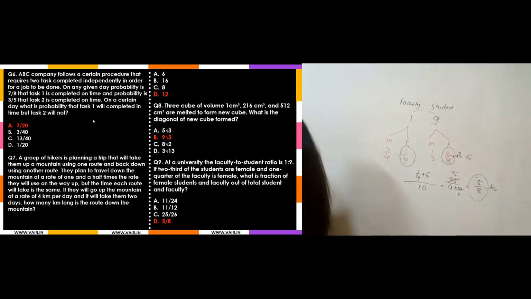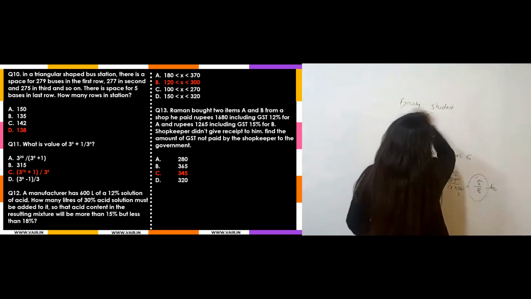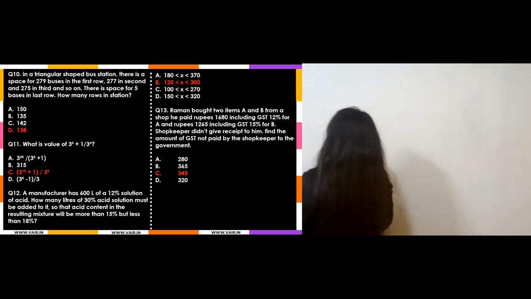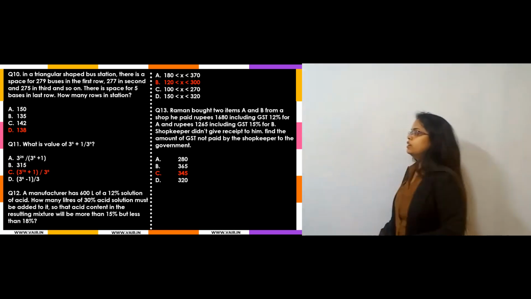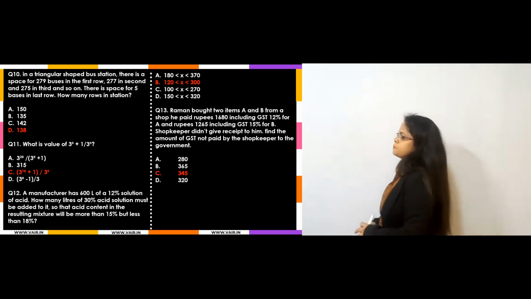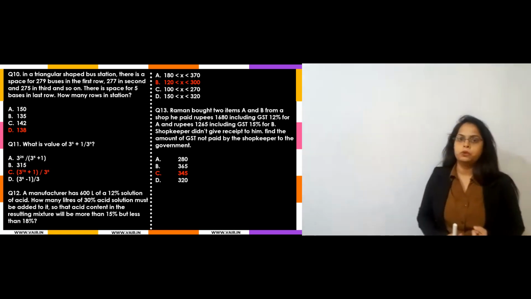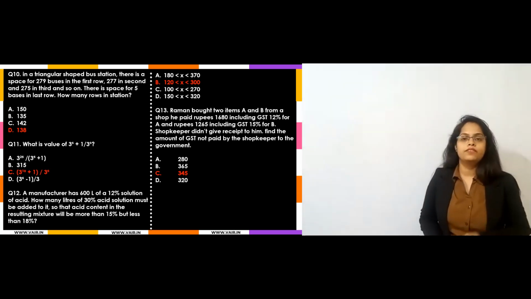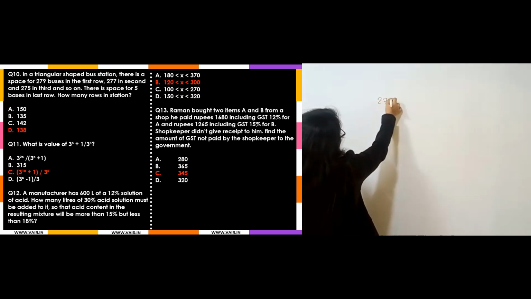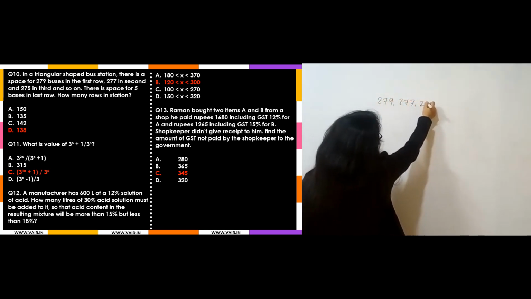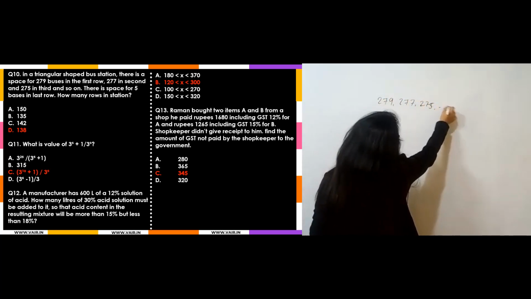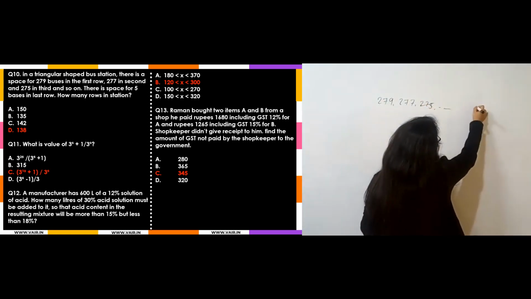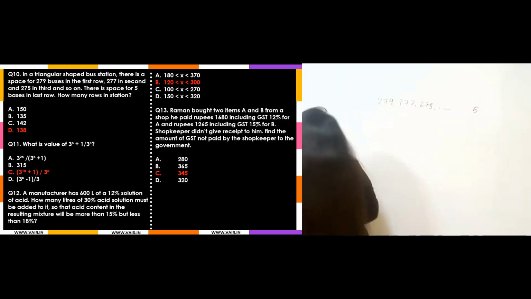Okay, next question is here. We have solved these 9 questions and you can see all the 9 questions were too easy. Nothing was there. Now let's solve question number 10. In a triangular shaped bus station, there is a space for 279 buses in the first row, 277 in the second, and 275 in the third, and so on. That means you can see this is 279, 277, 275, and so on. There is a space for 5 buses in the last row. In the last one, it is 5. How many rows are there in the station?